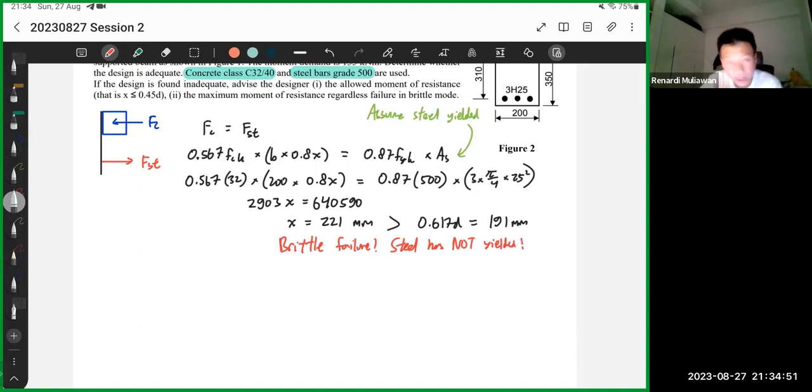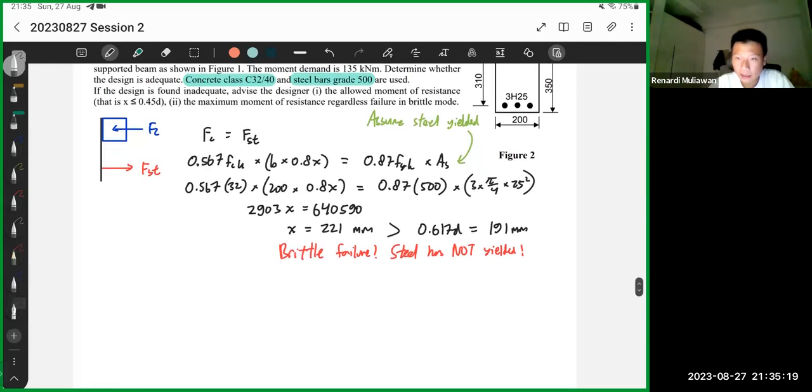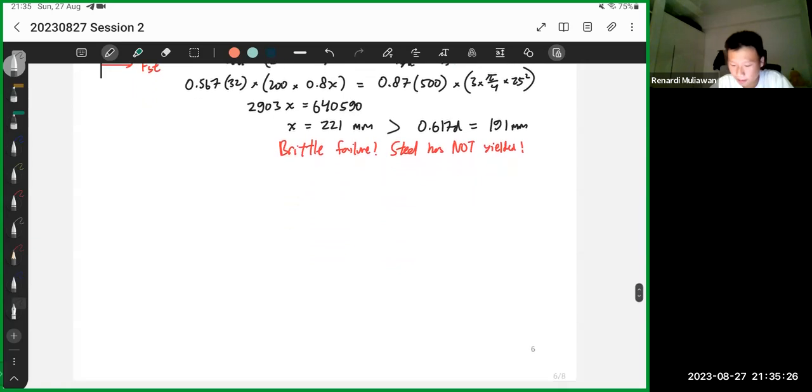So in real life, if we found out that the steel has not yielded, we just say to the designer, hey, this one is brittle failure. You need to redesign, right? Increase the steel. Hey, sorry, increase the steel or decrease the steel? Never mind. But anyways, you just say to your designer, okay, this is brittle failure, I don't want this, redesign. However, for this question, if you let it as it is, what's the moment capacity? Okay, so let's figure that out.